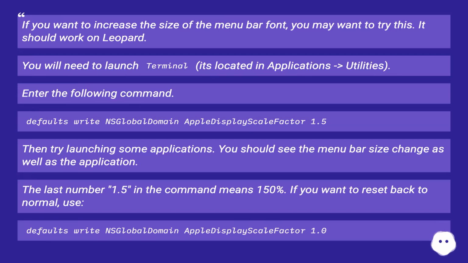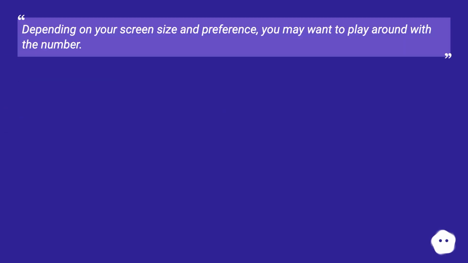You will need to launch Terminal. It's located in Applications, Utilities. Enter the following command: defaults write -g AppleDisplayScaleFactor 1.5. Then try launching some applications. You should see the menu bar size change as well as the application. The last number, 1.5, in the command means 150%. If you want to reset back to normal, use defaults write -g AppleDisplayScaleFactor 1.0. Depending on your screen size and preference, you may want to play around with the number.